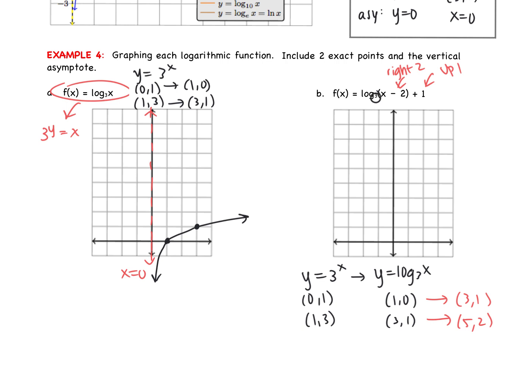We do need to move the asymptote. So we have a vertical asymptote at x equals 0. If we move right 2, it moves our asymptote right 2. So then we have the point 3, 1. And we have 5, 2, which doesn't fit on the graph, so just do the best you can. And that is our general shape. That is the way I approach these problems.